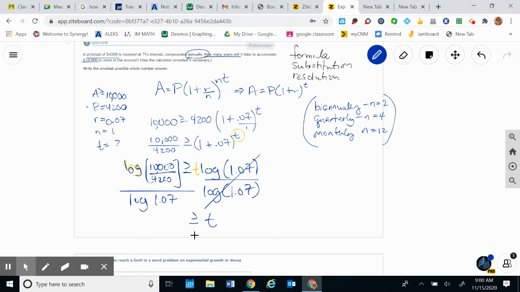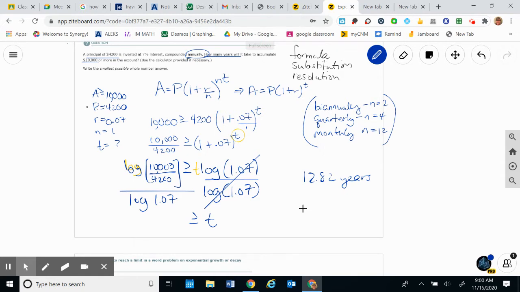Oh, that's interesting, you guys. How would you put that? It takes 12.82 years. And it says, be careful. Let's see what it says. It says, how many years will it take to accumulate 10,000 or more? So it takes 12.82. Okay, it says write the smallest whole number possible.